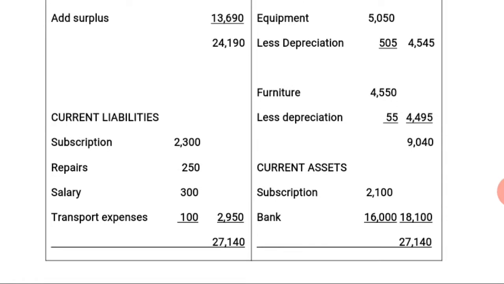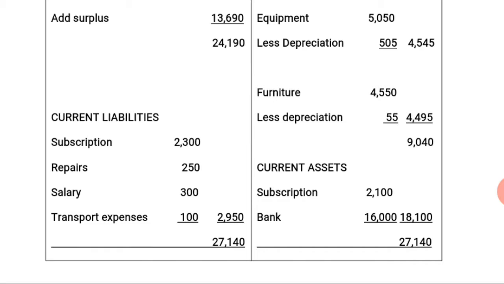Then we have the current liabilities of subscription 2,300 naira, that is the subscription paid in advance for 2015 by some members, 2,300. We have the repairs that is yet to be paid 250 naira, salary owing of 300 naira. We have the transport expenses owing of 100 naira. So all these are the current liabilities, which total 2,950 naira.